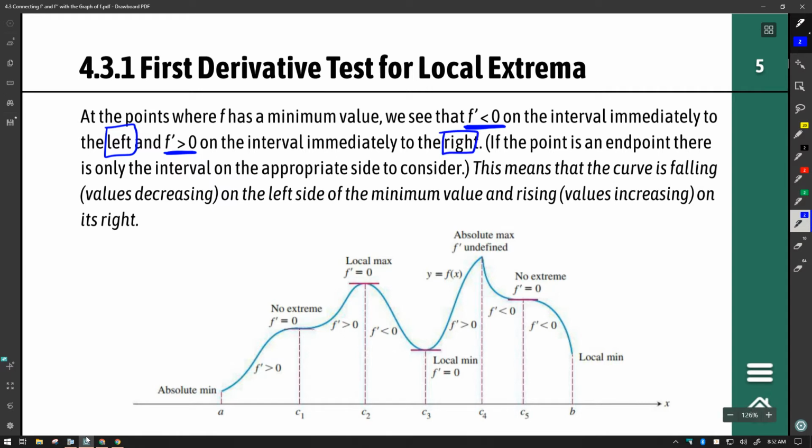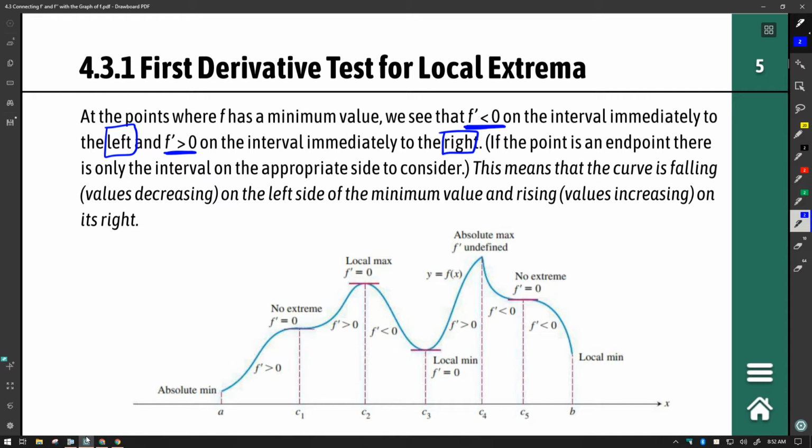And if that point happens to be an endpoint, then there's only an interval on the appropriate side. If it's a right endpoint, look to the left. If it's a left endpoint, look to the right. So here's what that means. The curve is falling on the left side. That means f is decreasing. And it is rising on the right side. That means the values are increasing.